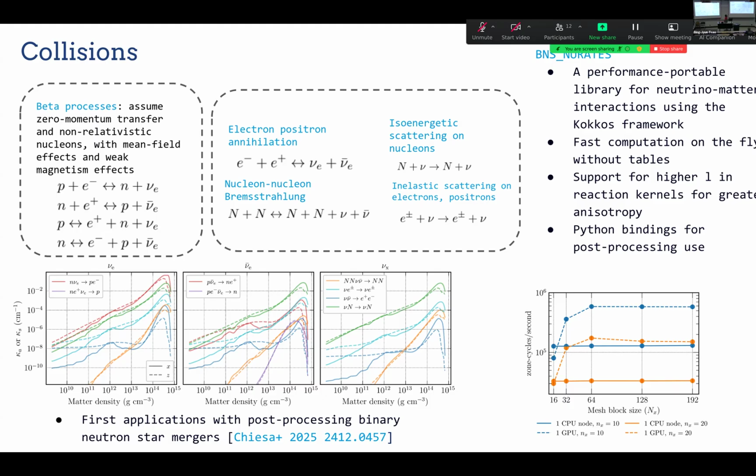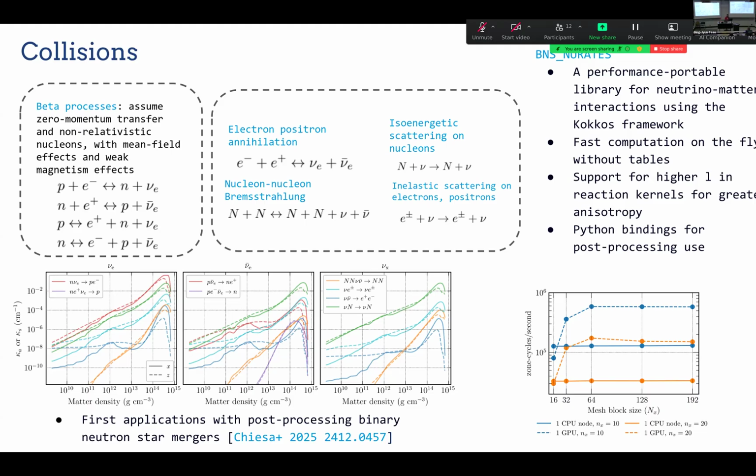What we are plotting here is the absorption opacity or the scattering opacity, depending on the reaction, as a function of matter density along two different directions. I think one was the x-axis and the other was the y-axis, and probably the dashed line is the z-axis. So it essentially tells you how each of these reactions contributes to the final post-merger part of these BNS runs.